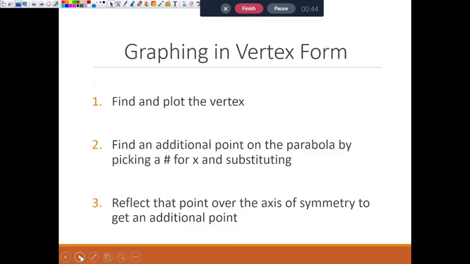Graphing in vertex form. Find and plot the vertex. Find an additional point on the parabola by picking a number for x and substituting. Reflect that point over the axis of symmetry to get an additional point.